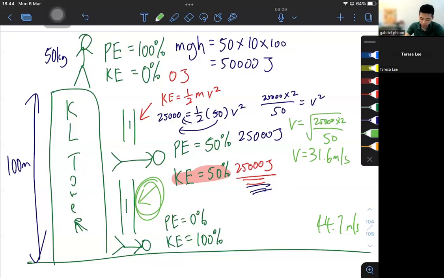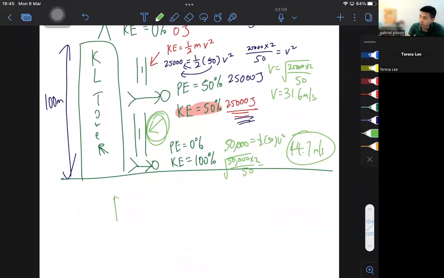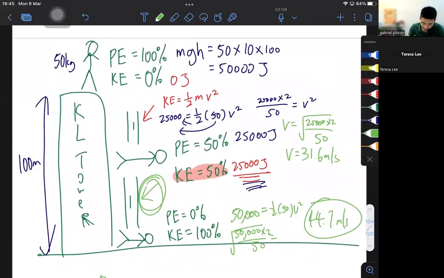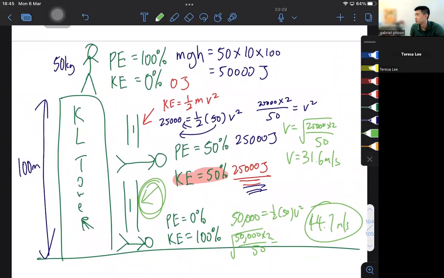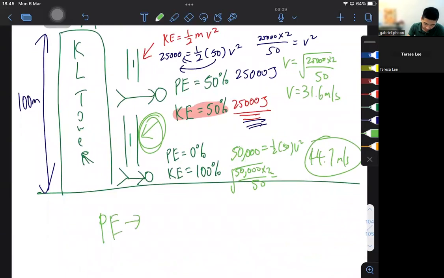Okay, good. Essentially, it's supposed to be 50,000 equals half times 50 times V squared. Once again, it'll be the square root of 50,000 multiplied by 2 divided by 50, and you'll end up with 44.7 meters per second. So this is one example of how we convert potential energy into kinetic energy.